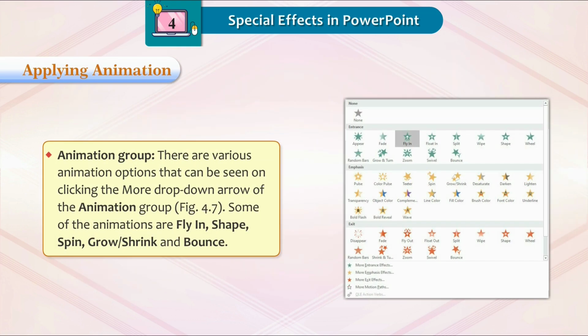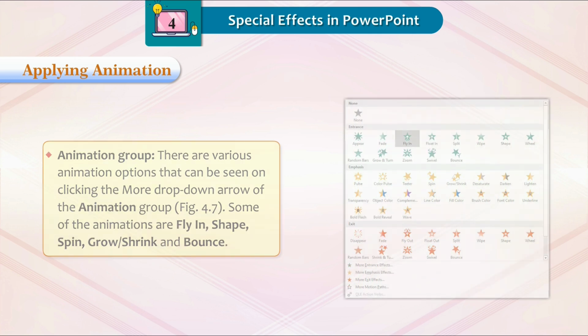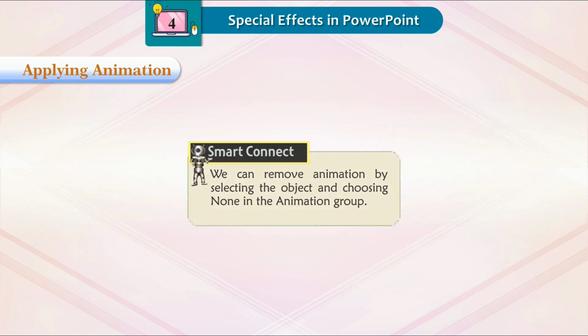Animation Group. There are various animation options that can be seen on clicking the More drop-down arrow of the Animation group. Refer to figure 4.7. Some of the animations are Fly In, Shape, Spin, Grow or Shrink, and Bounce. Smart Connect. We can remove animation by selecting the object and choosing None in the Animation group.